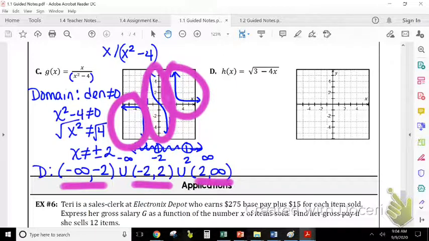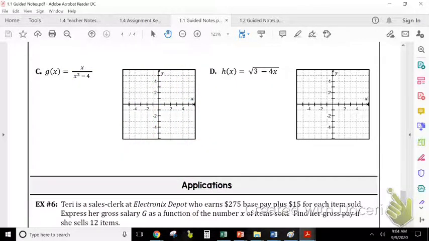And then D. It says h of x equals, so therefore it's already in y equals form, the square root of 3 minus 4x. Well, when we're looking at that domain, remember, this is a function, so therefore we can say it's all real numbers unless it's one of those restrictions. So is this a group of ordered pairs? It is not. Is it a fraction? It is not. Is it an even root radical? That it is. So remember, we said you're going to take the radical and set it greater than or equal to 0 and solve. So we're going to take the square root of 3 minus 4x, and we're going to set that greater than or equal to 0.